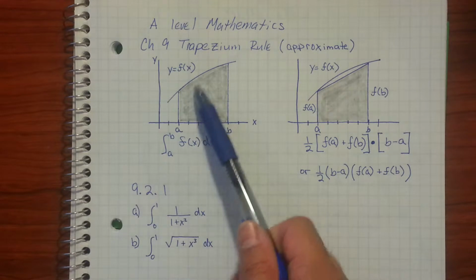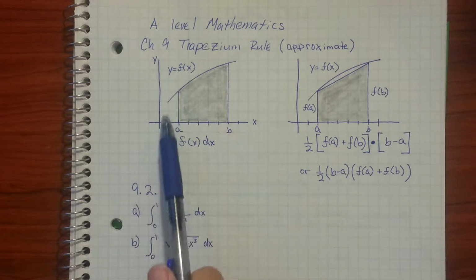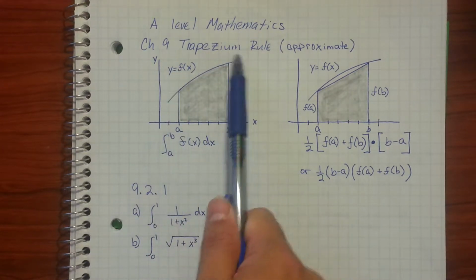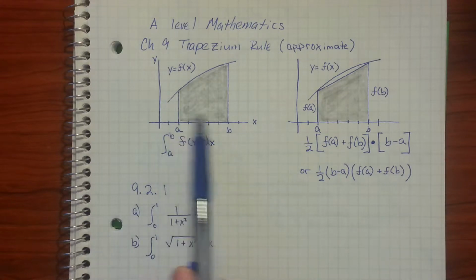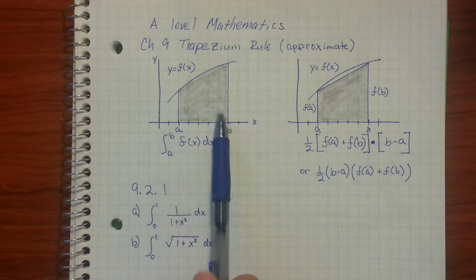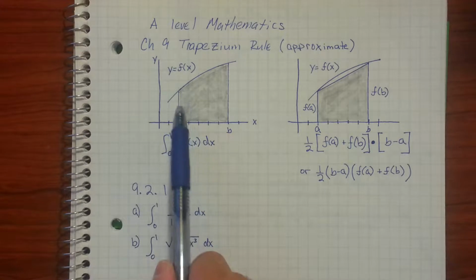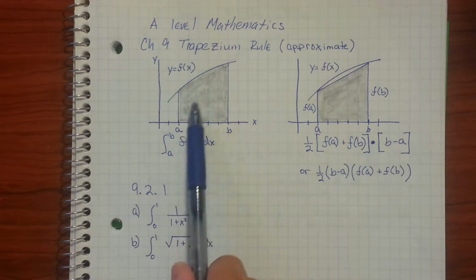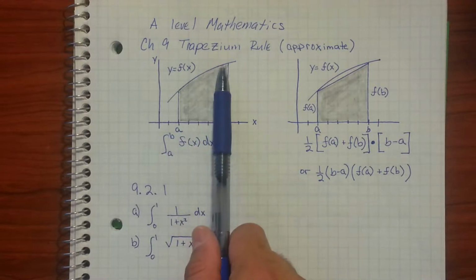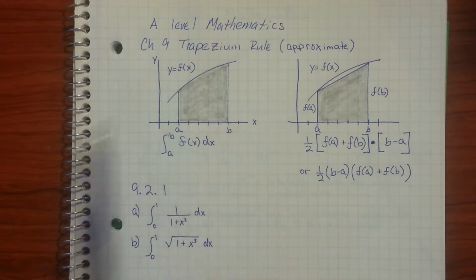Right here we have the equation f of x, so we're finding the area under the equation f of x in between a and b. So normal integration would give me the area under that continuously, all of that shaded. This would give me the exact answer.